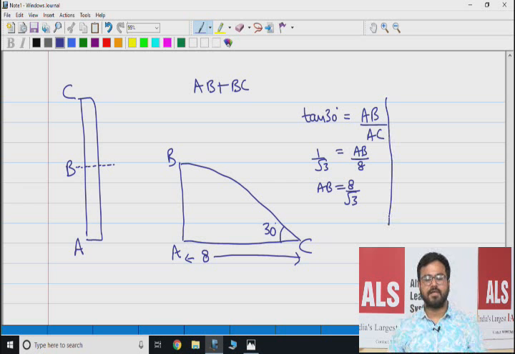This is the first part. Now we have to find the length of BC also. For BC, we can apply cos 30 degree. Cos 30 degree is nothing but base over hypotenuse.